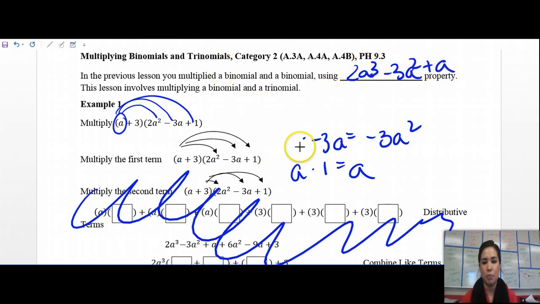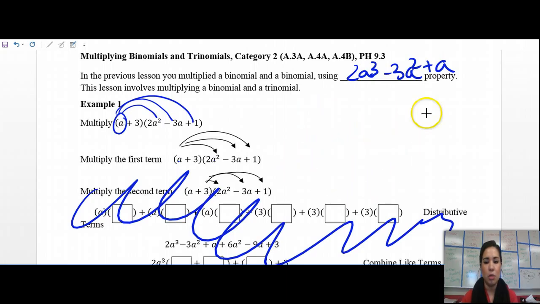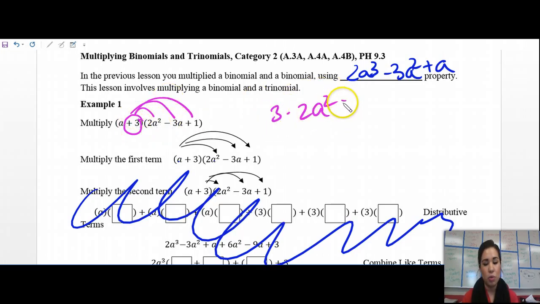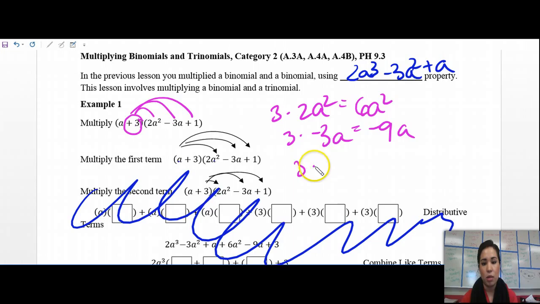Now let's do the second one. I'm going to do it in a different color. Let's go ahead and use pink. So now the 3: everything in the first one got multiplied by everything. Now the second one needs to get multiplied by everything. So 3 times 2a squared, that is 3 times 2, that's 6a squared. Then 3 times a negative 3a gives me negative 9a. And then 3 times a positive 1 just gives me 3. So let's add this to it. So we have plus 6a squared minus 9a plus 3.